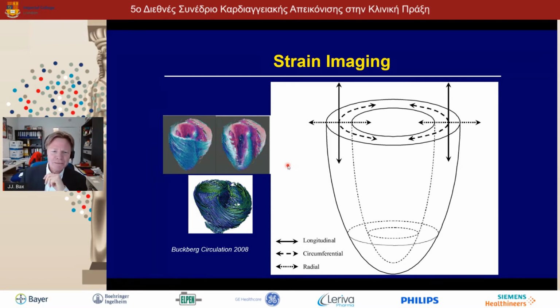If we talk about strain imaging, strain is taking part in three directions. It's the longitudinal, the up and down strain. It can be the inward strain, which is called the radial strain. And we can have the circumferential or the rotational strain. Actually, if you look at the heart, just the muscle, and you unwrap that, you see that it deforms in these three dimensions: longitudinal, radial, and rotational or circumferential.